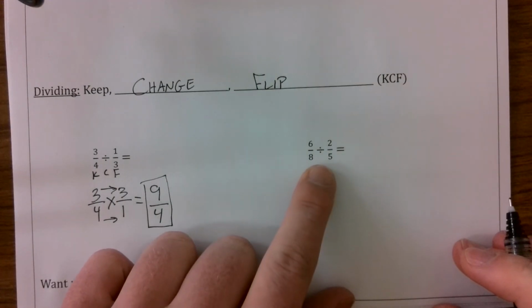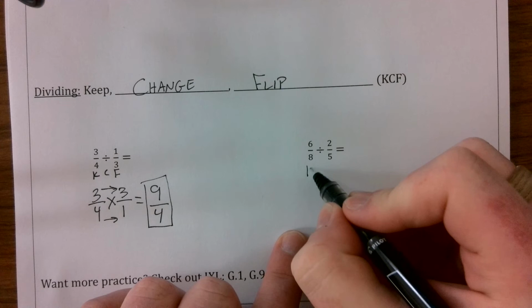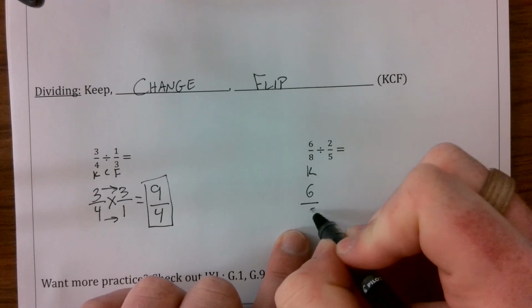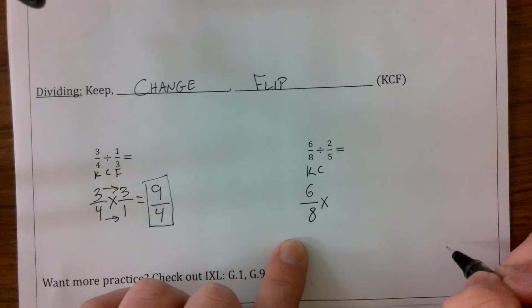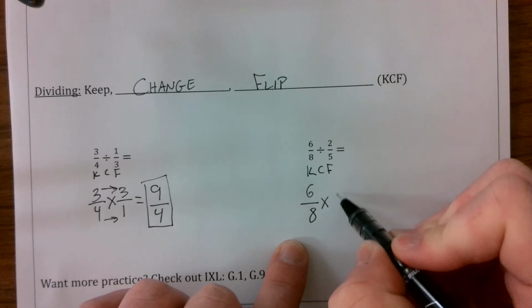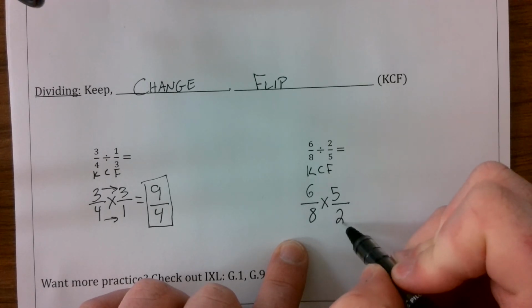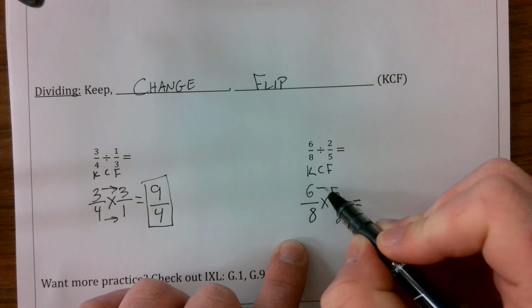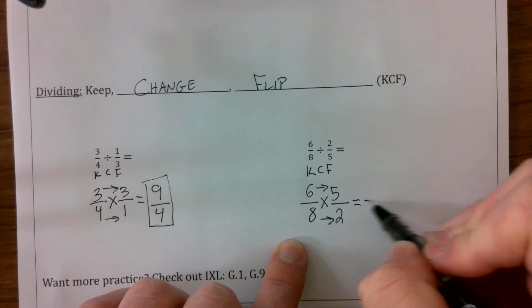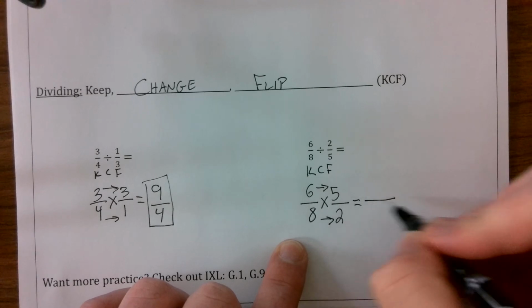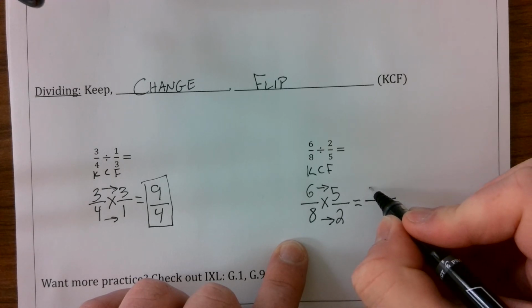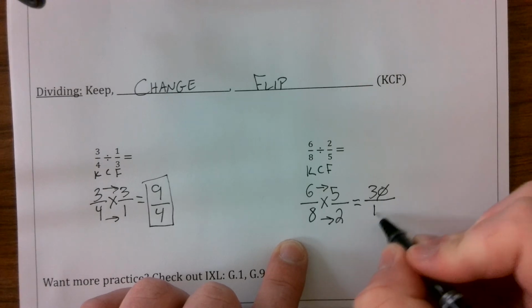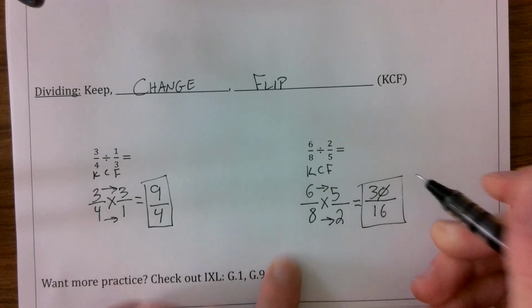Here we have 6/8 divided by 2/5. We're going to keep 6/8. We're going to change division to multiplication. And we are going to flip 2/5 so that the 5 is on top and the 2 is on bottom. And now we can multiply straight across. 6 times 5 is, what is 6 times 5? 30. 8 times 2 is 16. So we have 30/16.